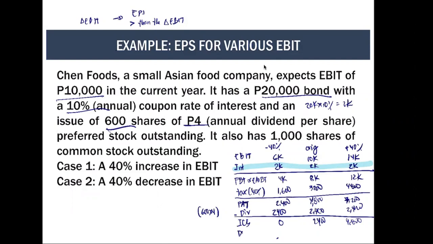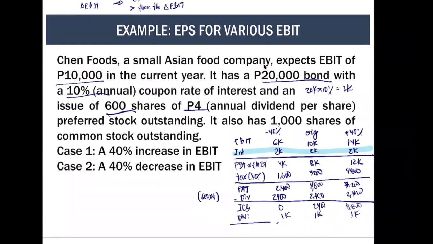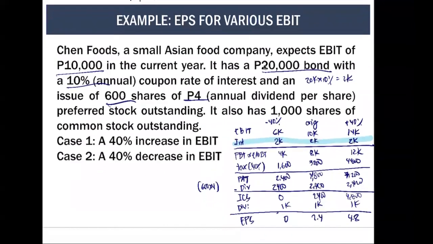Divided by your common stock, 1,000 shares. How much then is our EPS? 0 here. 2,400 divided by 1,000 shares, we have 2.4 EPS. Then we have 4.8 EPS.